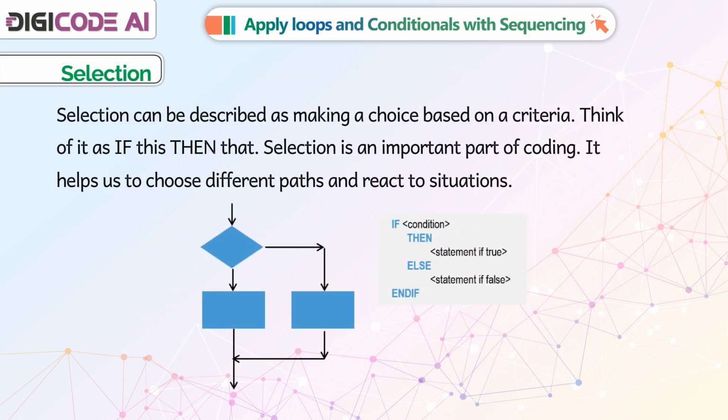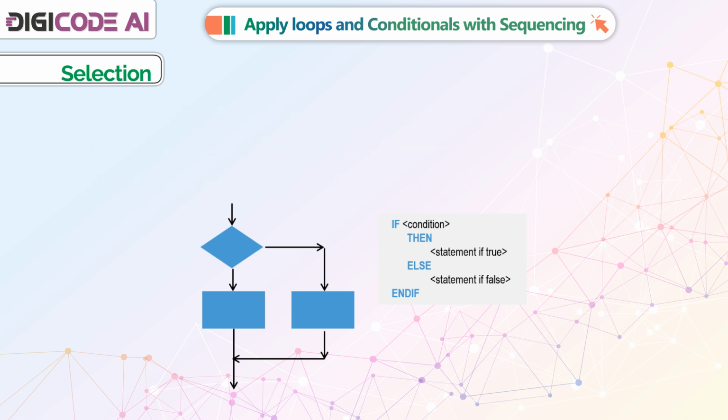Selection. Selection can be described as making a choice based on a criteria. Think of it as if this, then that. Selection is an important part of coding. It helps us to choose different paths and reactions to situations.